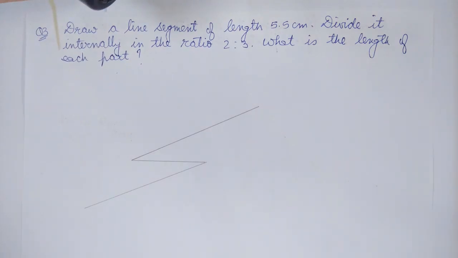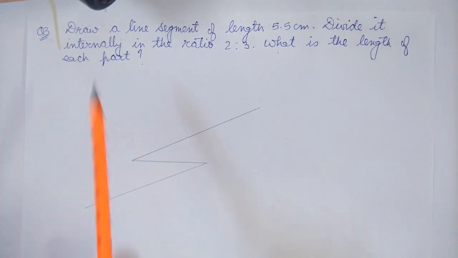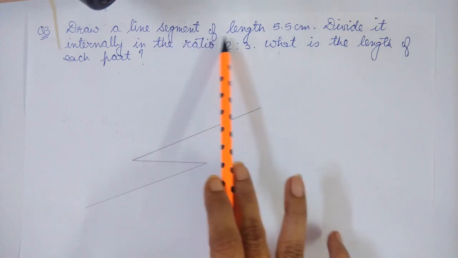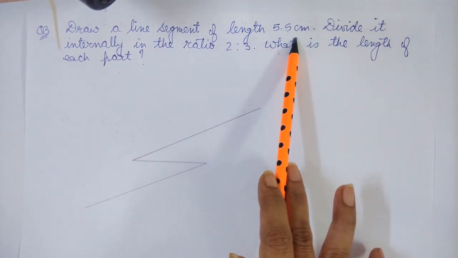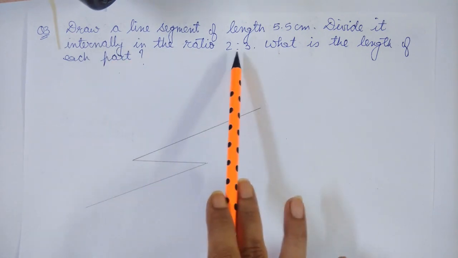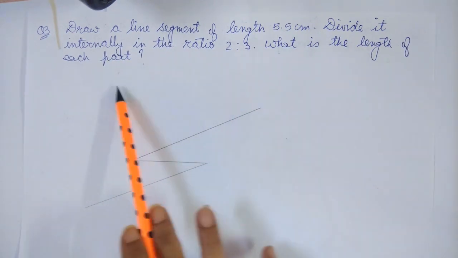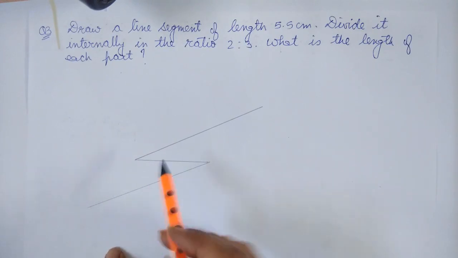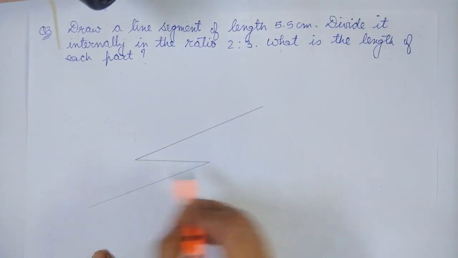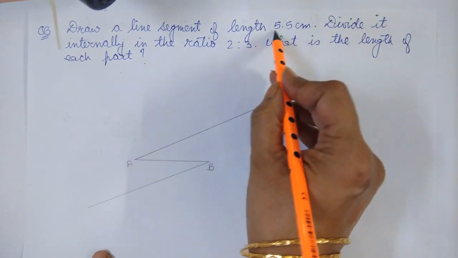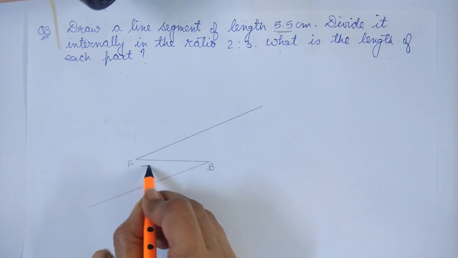Hello everyone. Now question number 3. Question is, draw a line segment AB of length 5 centimeter, divided internally in the ratio 2:3. What is the length of each part? So first we will draw a line segment AB, of given measurement, that is 5 centimeter.